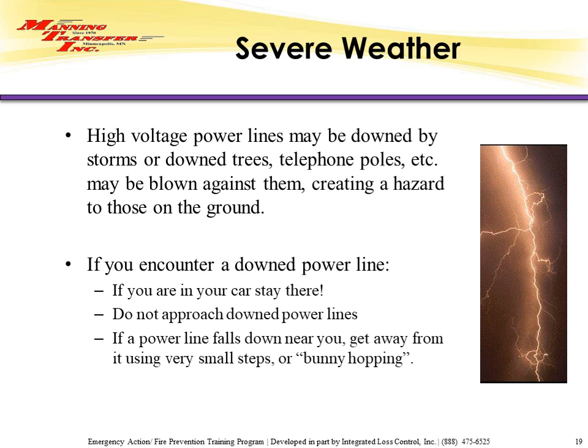After a severe weather event, we're going to be leaving the facilities. When we do, we need to make sure that we're aware of some hazards that will be out there. One of the most dangerous being high voltage power lines that have been down during the storm, either knocked over with trees or telephone poles, and that have blown against them, creating a hazard to those on the ground.